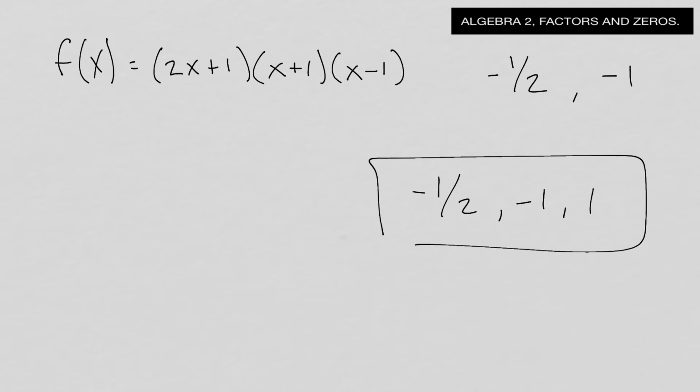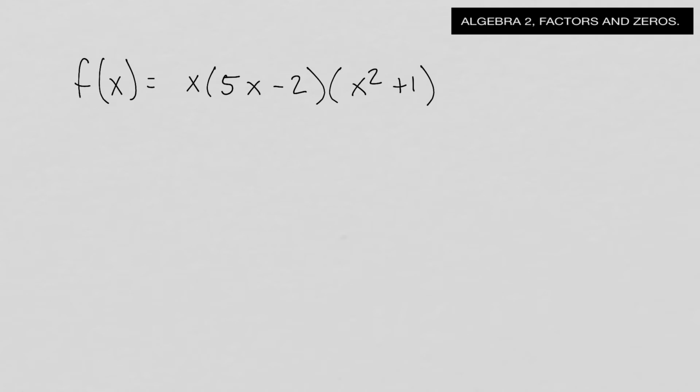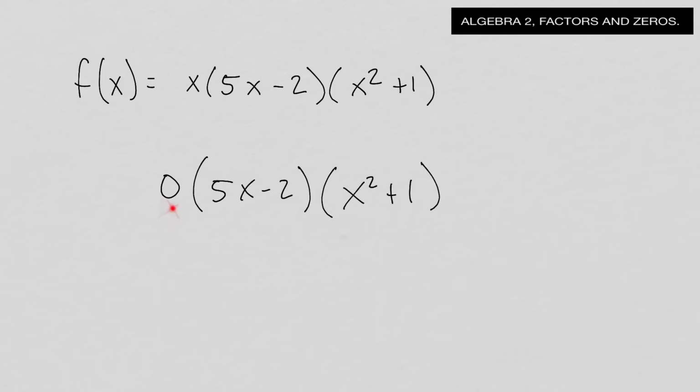All right, let's move on to another problem. Here we have this x times 5x minus 2 times x squared plus 1. Now notice this x here, it's kind of all by itself. When you see this x all by itself, you automatically know that x equals 0 is going to be one of the zeros. The reason why is if I have 0 times 5x minus 2 times x squared plus 1, when I have 0 times all this, 0 times anything equals 0. So we can see that x equals 0 is going to be one of our zeros.